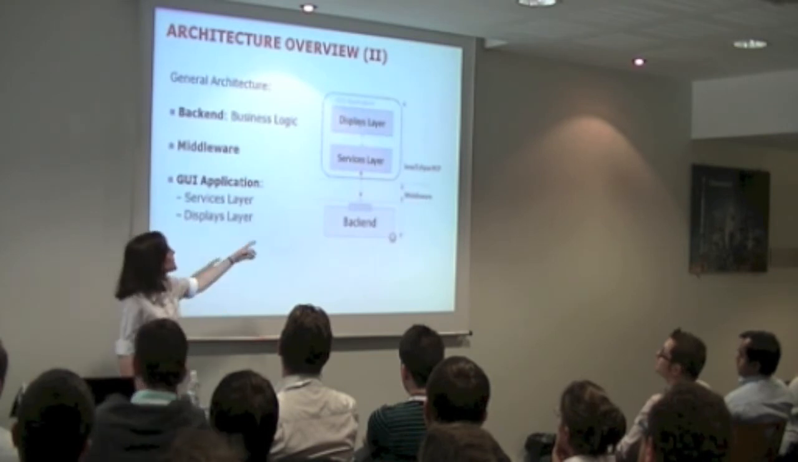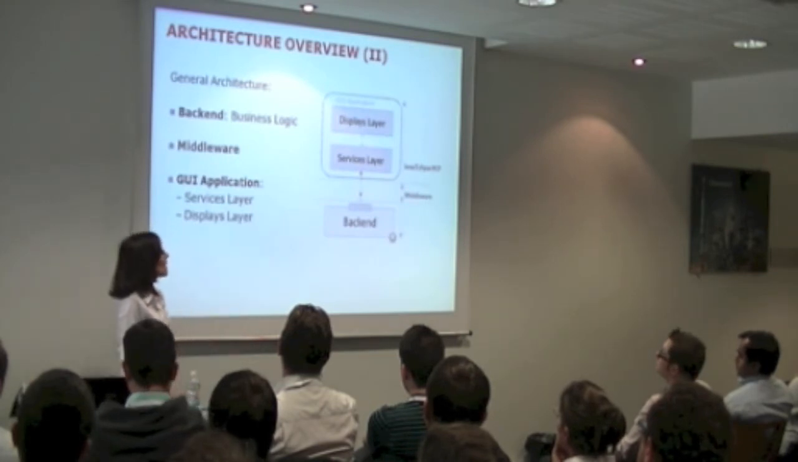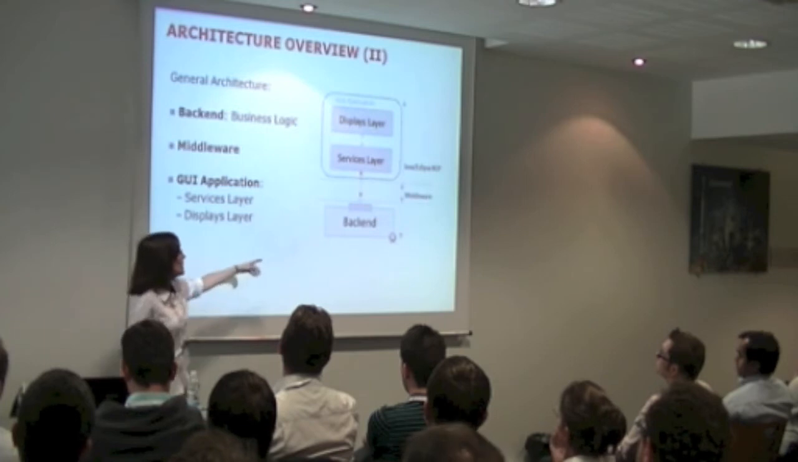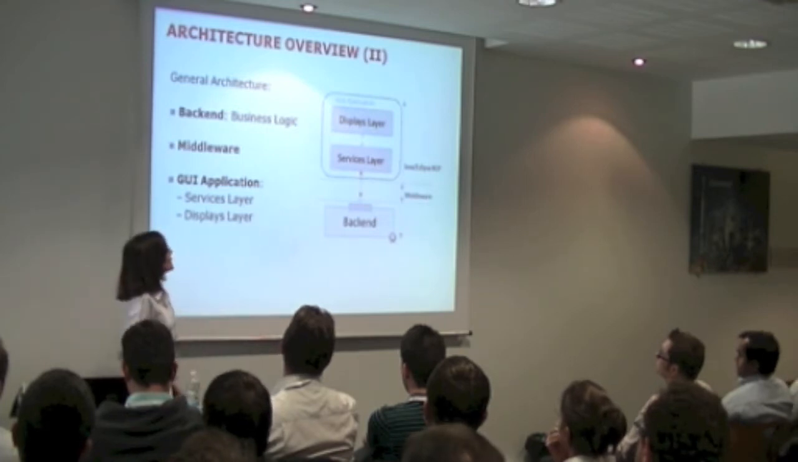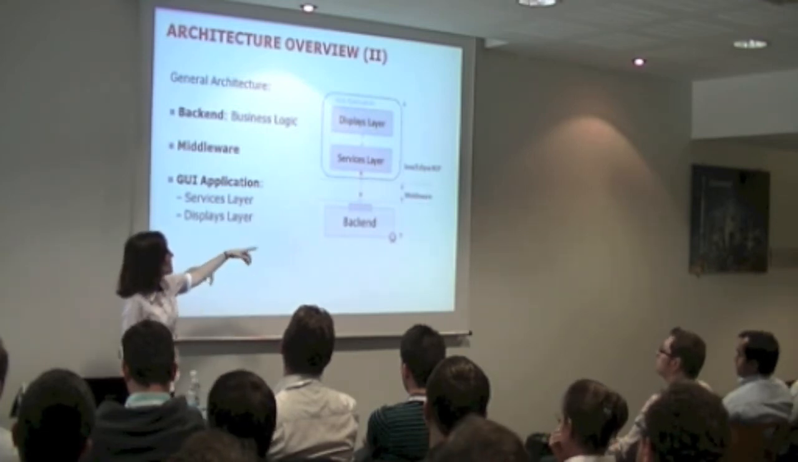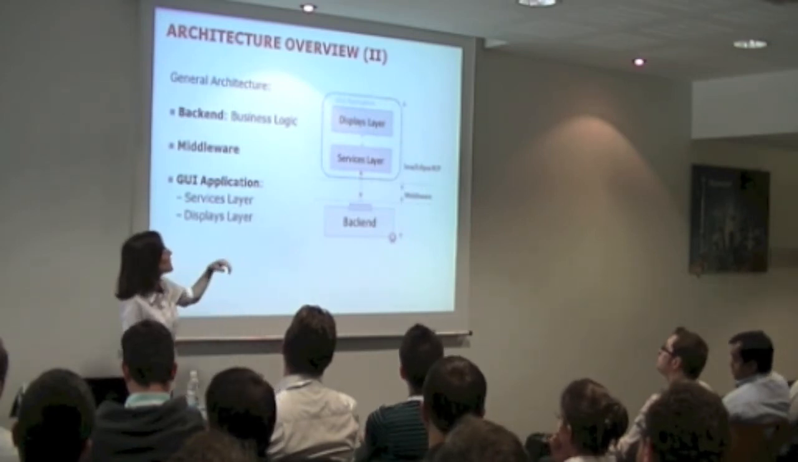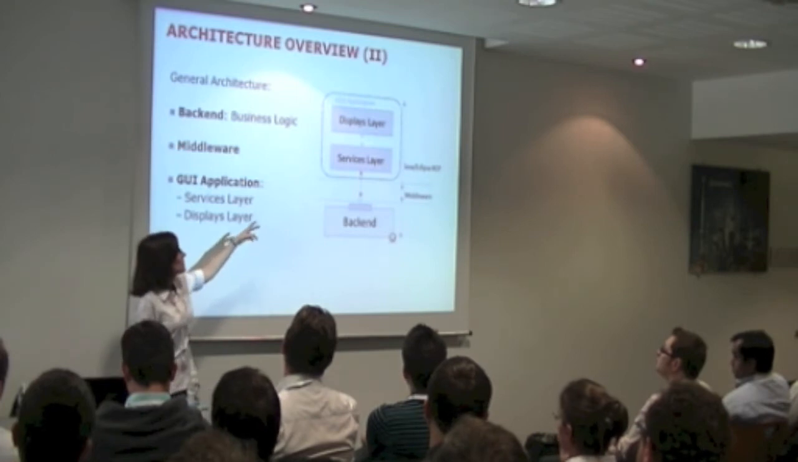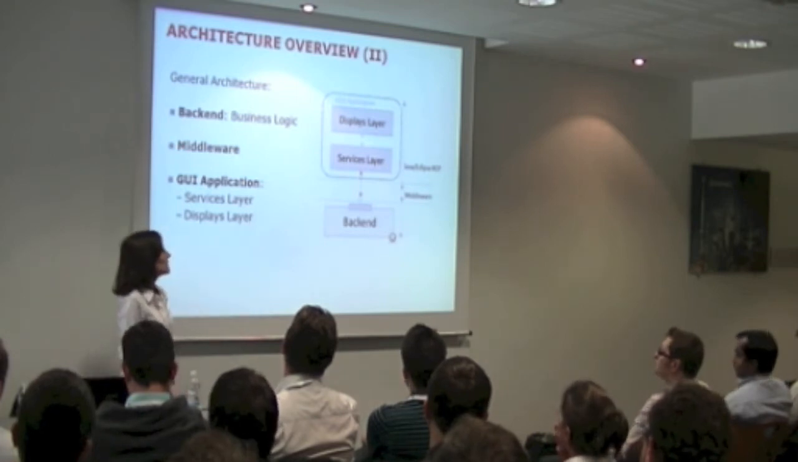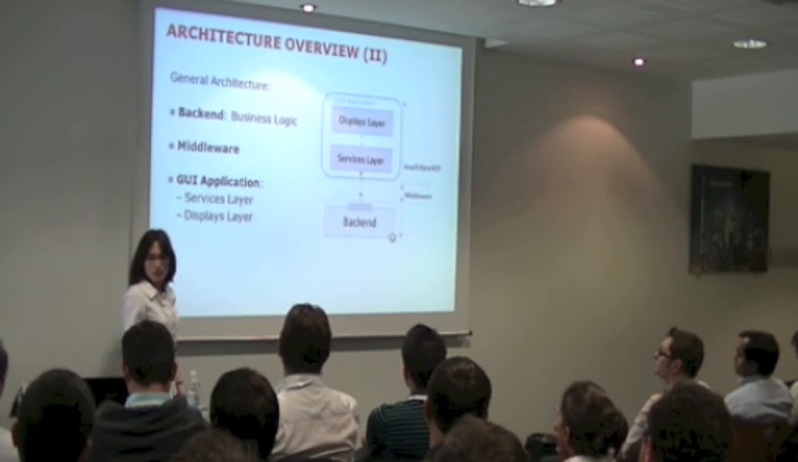Then in this view we can see the architecture of the new applications. We have the backends, and the communication is based on a middleware, and the graphical applications consist of two layers, the service layer and the display layer. These two layers are implemented in Java and Eclipse RCP. Now we will detail these two layers.